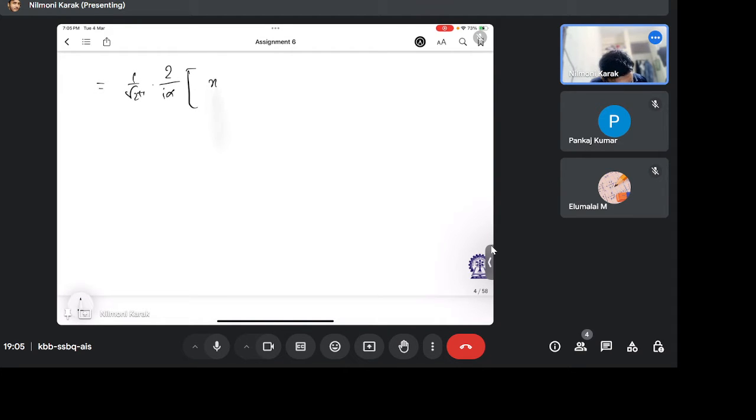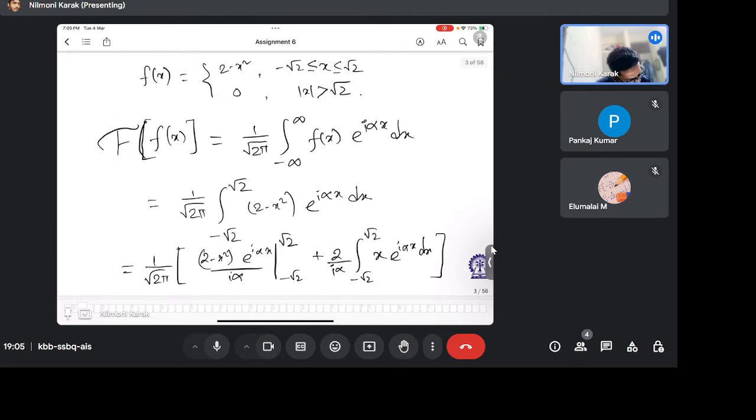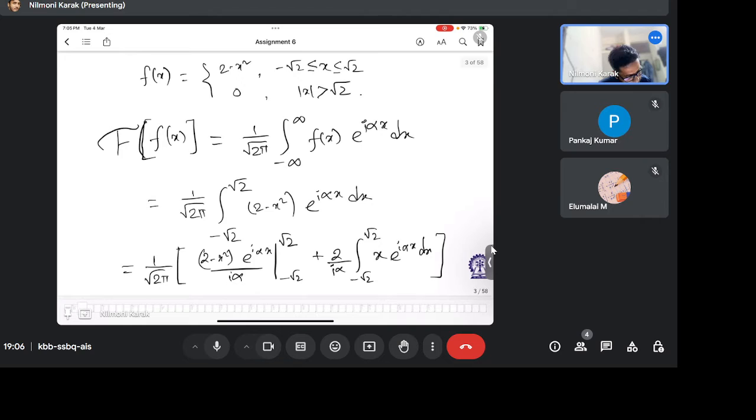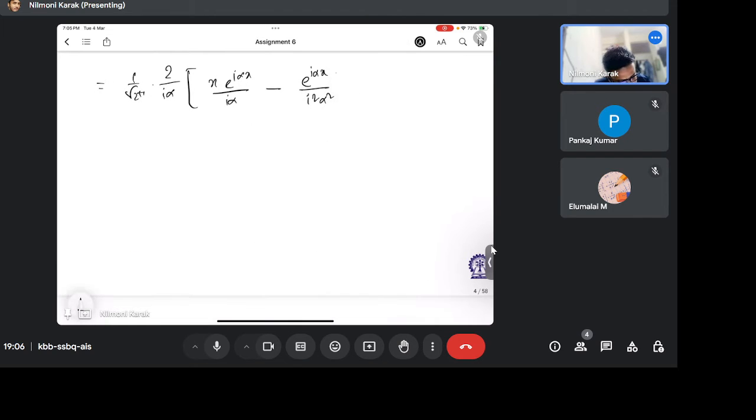So, x e to the power i alpha x divided by i alpha minus the derivative of x, which is 1, so you will have e to the power i alpha x divided by i square alpha square. So you have to integrate two times, from minus root 2 to root 2.